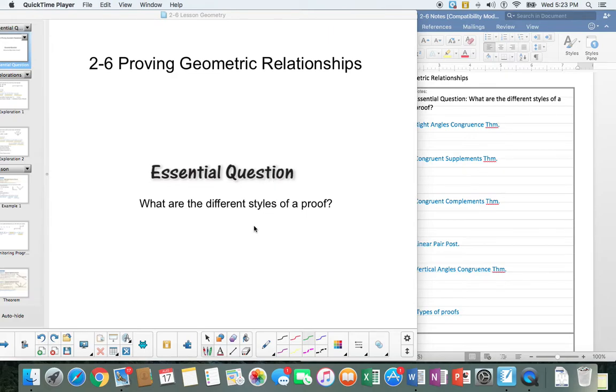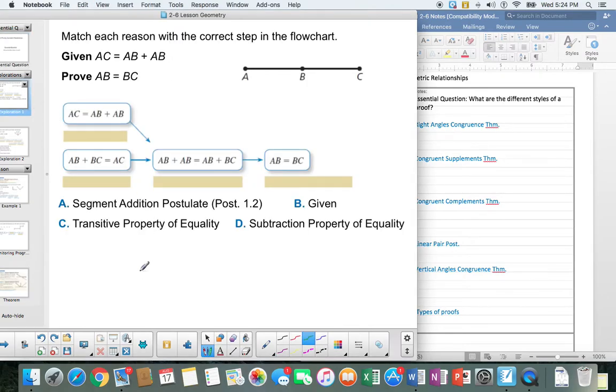Lesson 2.6, Proving Geometric Relationships. What are the different styles of proof? All right, we've done this in a two-column format, and now we're going to look at it in a different kind of format. It's called a flow proof, where we use a flow chart.